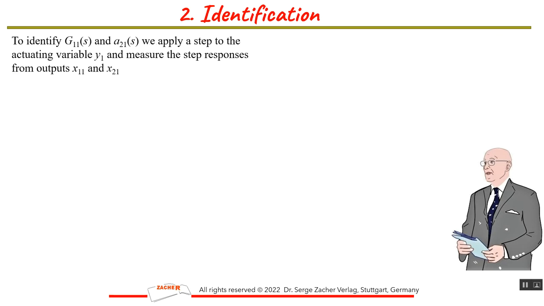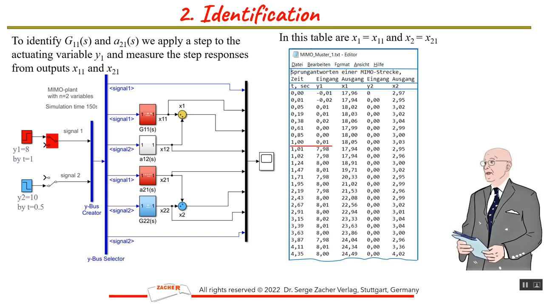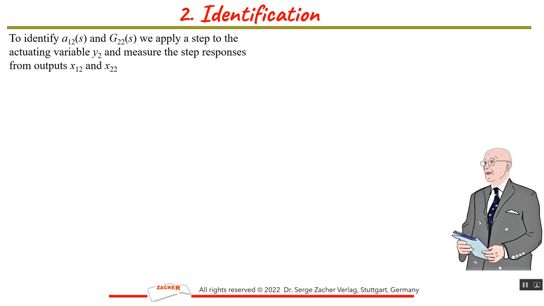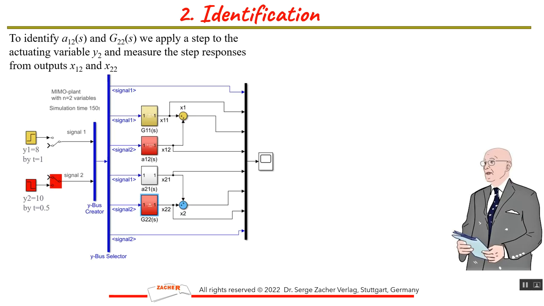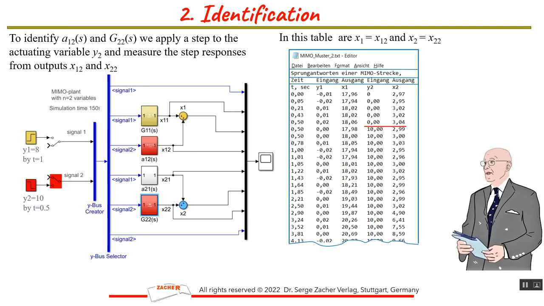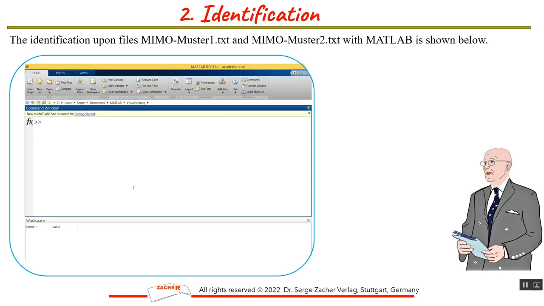We have to apply 2 input step signals. First, we apply the step to the actuating variable y1 and measure the step responses from the red shown blocks. The table with measurement results is shown. Then we repeat the experiment and apply the step to the actuating variable y2. The step responses will be measured from the red shown blocks. The table with measurement results is given below. The identification with MATLAB upon given files with measurement results is shown in this video sequence.